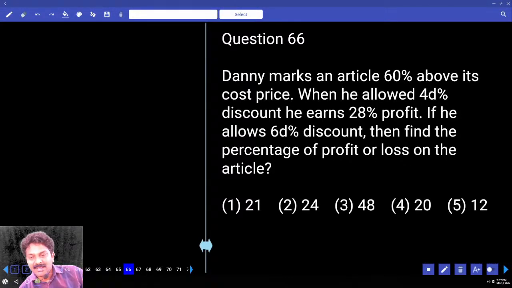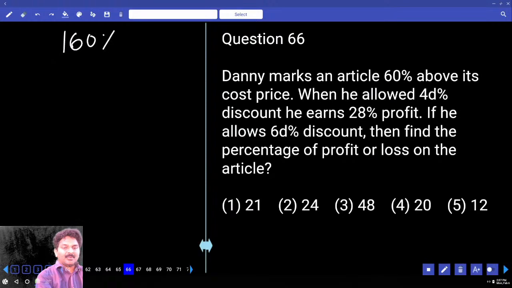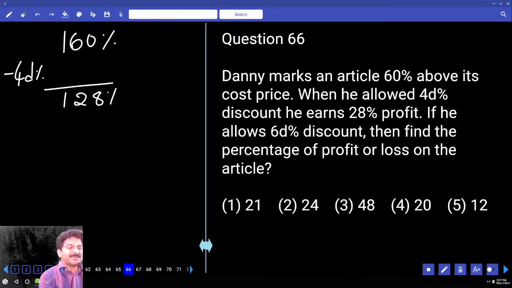Danny marks an article 60% above its cost price. So market price becomes 160. And he allowed 4D discount and earns 28% profit. So 4D percentage discount is given, and still he is getting 28% profit. That means selling price becomes 128% only.